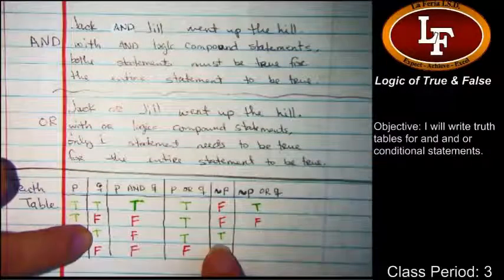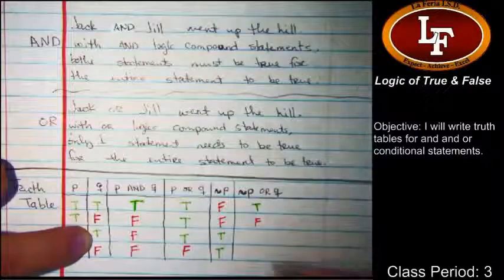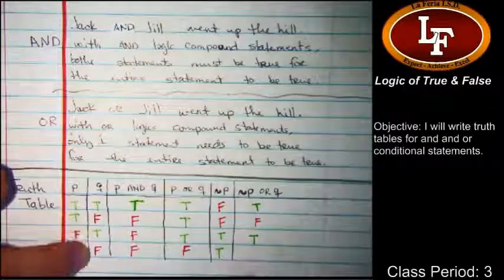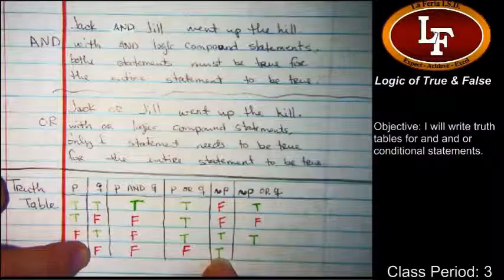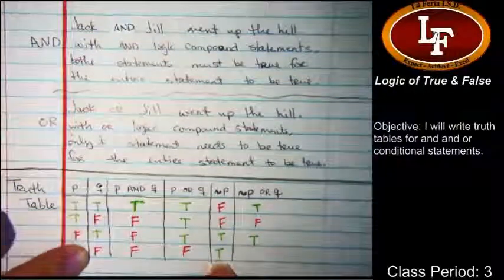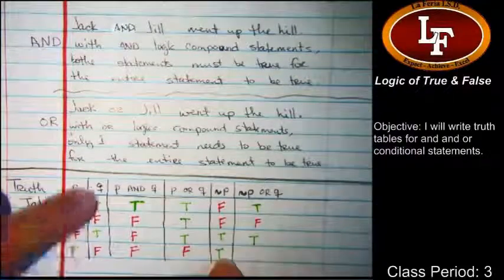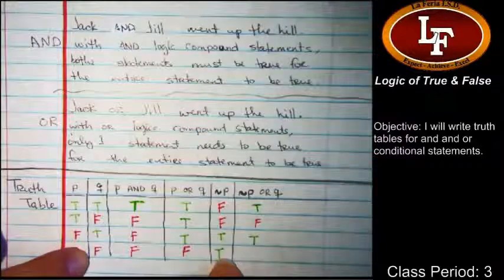Not P is true, Q is true, so not P or Q is true. Last one: not P is true, Q is false. Not P or Q is... is this just based on the previous column? It's true. Look at the P column and the Q column.